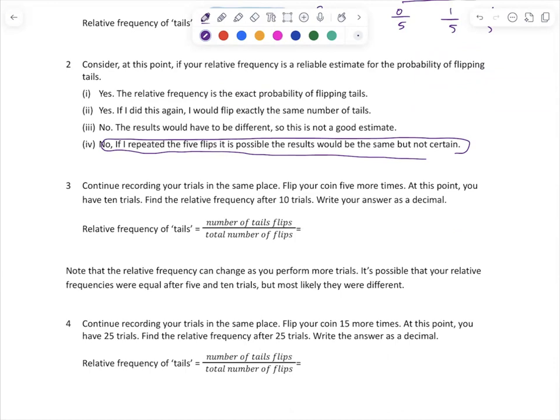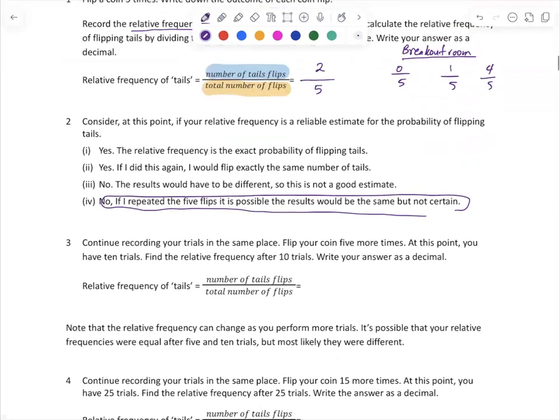Continue recording your trials with your group members in the same place using the same simulation that is provided for you in your activity. At this point, you have 10 trials. Find the relative frequency after 10 trials. Now, what are you going to do? You're going to basically add up to what you did before. So if your group came up with 2 tails in the first 5 flips and you continued 10 times and you get 3 more tails, you're going to add 3 and 2, which is going to be 5, and divide it by 10. 5 out of 10.